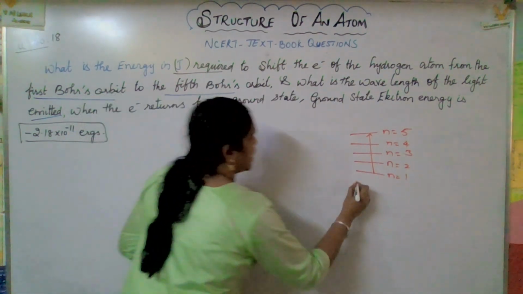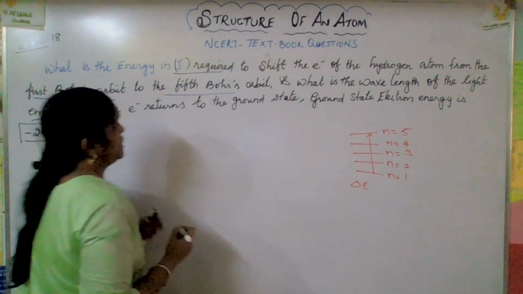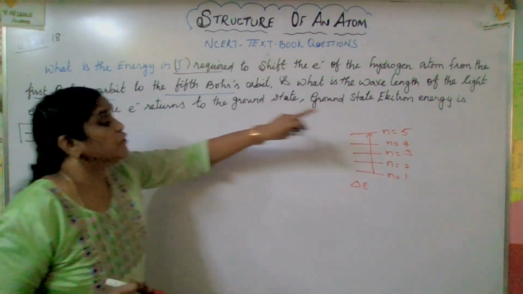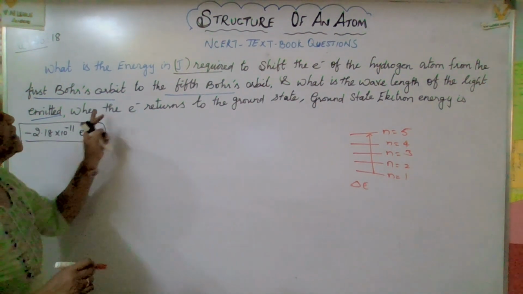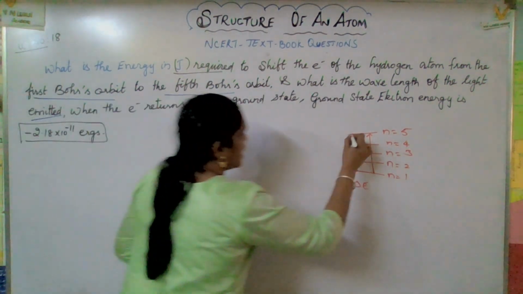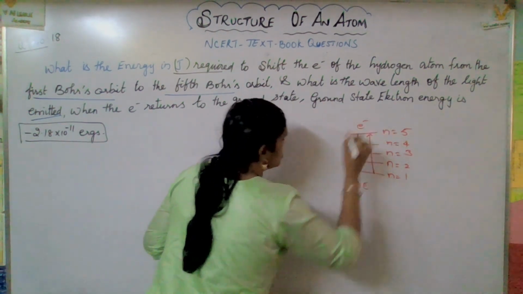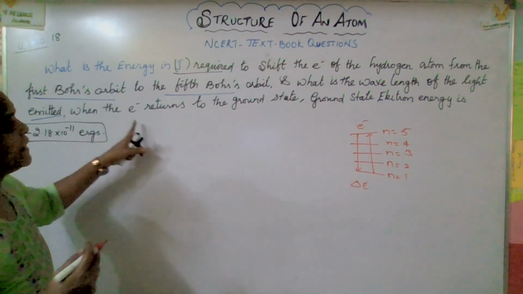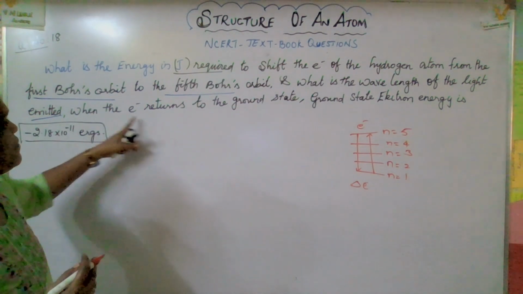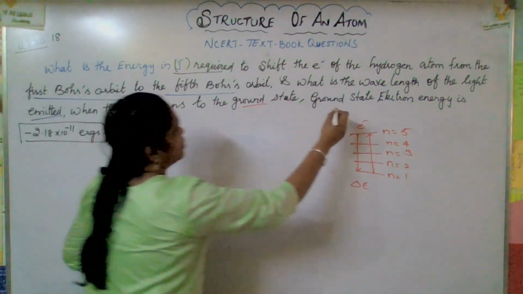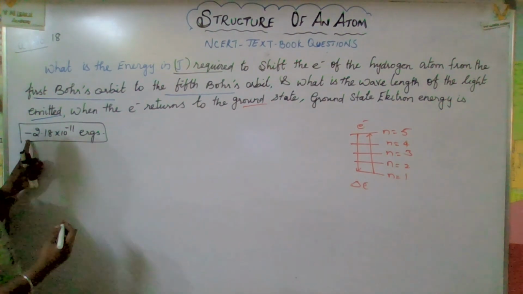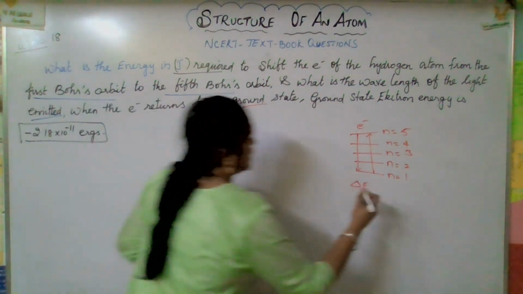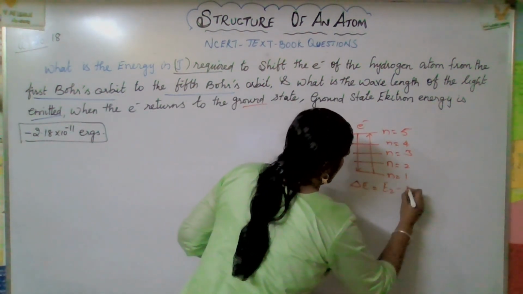How much energy required? Okay, now in the next point, what they mentioned: what is the wavelength of the light emitted when the electron returns to the ground state? So again, the electrons are returning to the ground state. How much energy released? Okay, so that means wavelength of the light emitted when the electrons return to the ground state. Now ground state electron energy they have given, that is minus 2.18 into 10 to the power of minus 11 ergs. Okay, now here delta E equal to E2 minus E1.